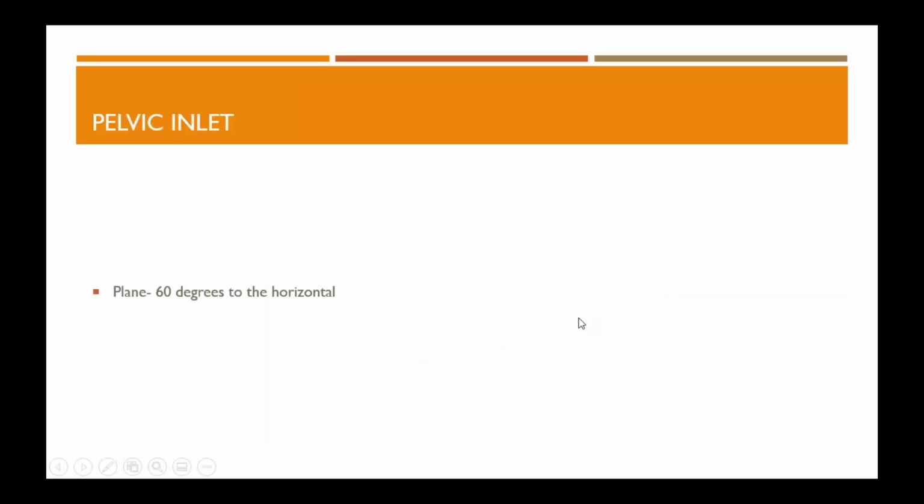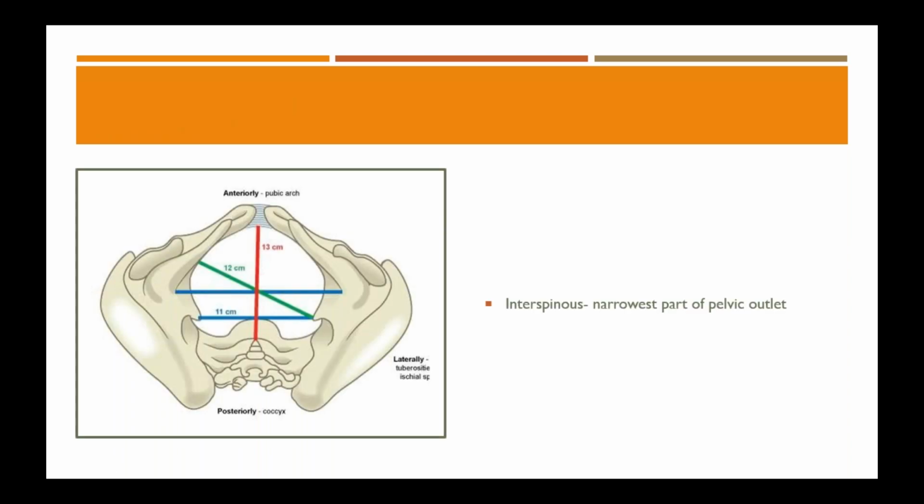The plane of the pelvis is around 60 degrees to the horizontal. And at the outlet, you can see that it reverses. Anterior-posterior is 13, the oblique is again 12, and the transverse becomes 11. So it is the reverse of your inlet, that is 13, 12, and 11. The interspinous diameter is the narrowest part of the pelvic outlet.